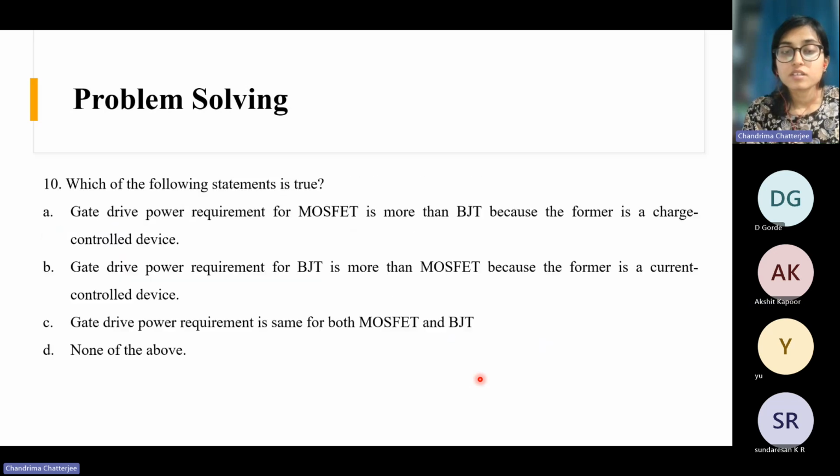Okay. So this question is a multiple choice question. Which of the following statements is true? First, gate drive power requirement for MOSFET is more than BJT because the former is a charge control device. The next option, gate drive power requirement for BJT is more than MOSFET because the former is a current control device. Gate drive power requirement is the same for both MOSFET and BJT, and none of the above. So which one is true? What do you think? Intuitively, which one can be true?